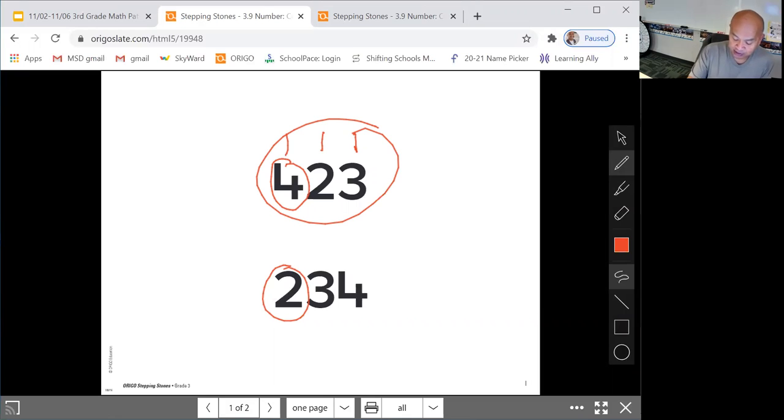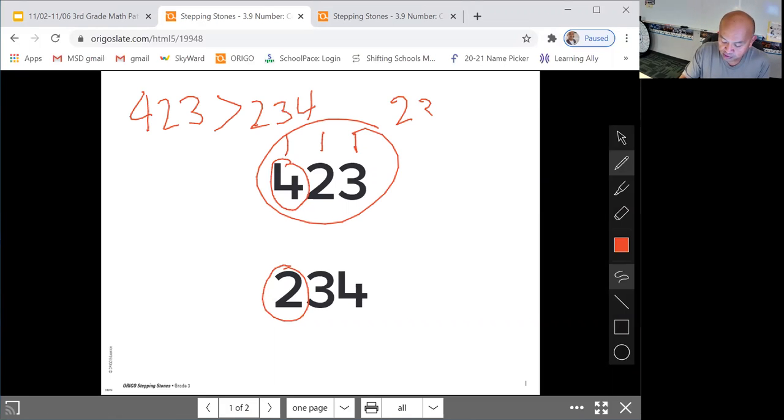And how we write that: 423 is greater than 234. That's the greater than symbol. If you flip it, you can say 234 is less than 423. Notice how those symbols change.